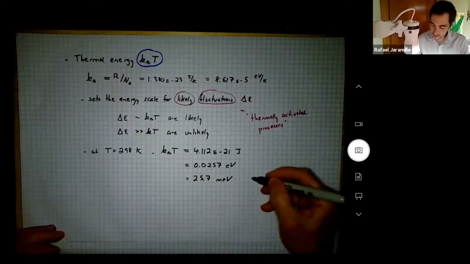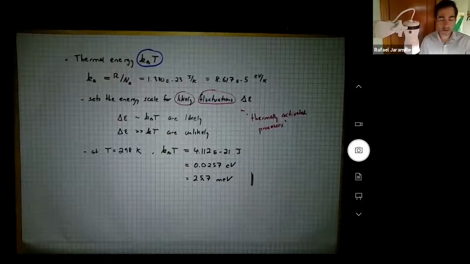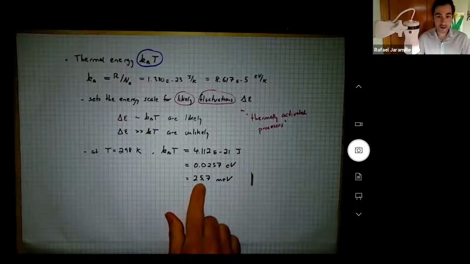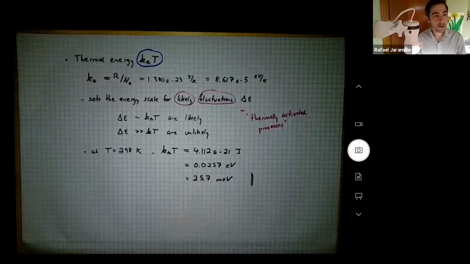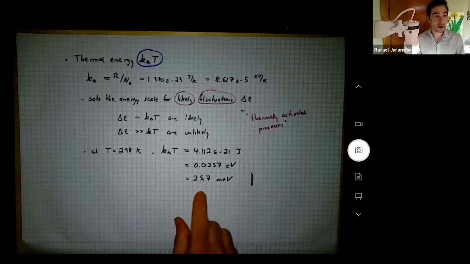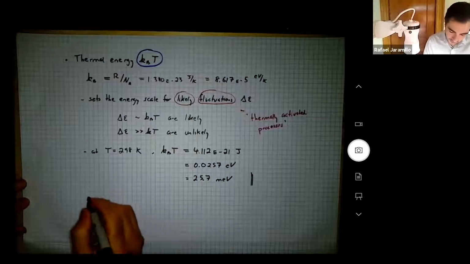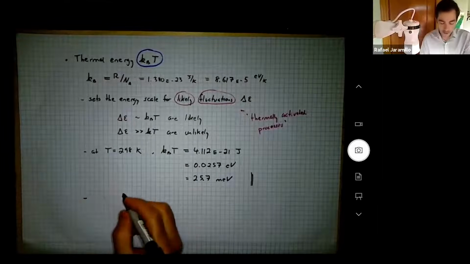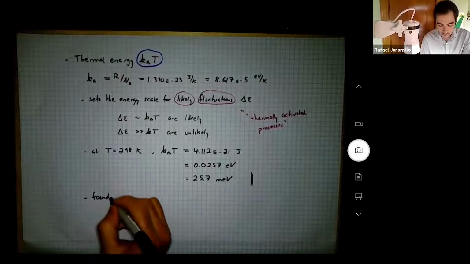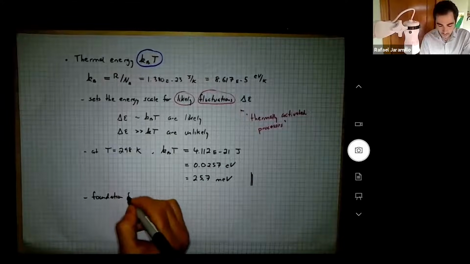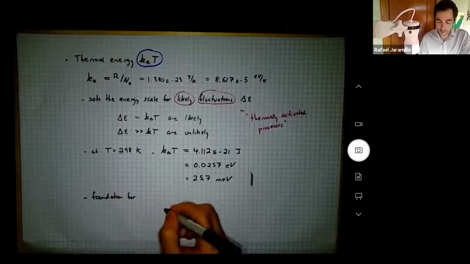So if you have a molecular system or an atomic system or an electronic system, processes with that energy are likely to be happening spontaneously at ambient temperature. Processes which are much higher in energy are not likely to be happening spontaneously at ambient temperature. So you can see how powerful this is. For example, it's the foundation for the Arrhenius rate equation.